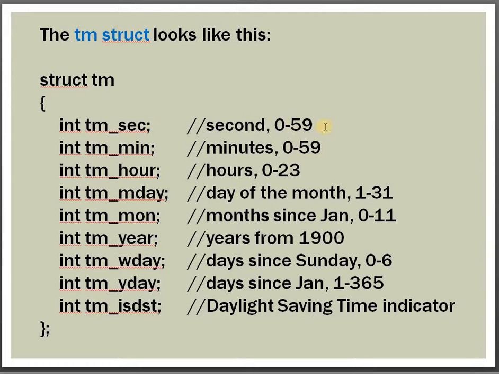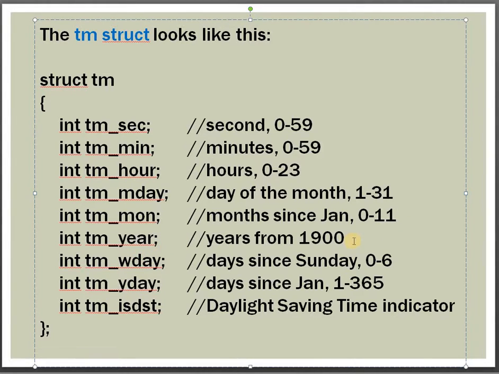We have seconds, 0 to 59, minutes, 0 to 59, hours, 0 to 23, so that is like military time. Then we have the day of the month, 1 to 31, not zero indexed, but human indexed. And then we have the month, which is the month since January, 0 to 11. Now that is zero indexed. So if we get that, we need to take note, and if we want human indexing, we need to add 1 to it.